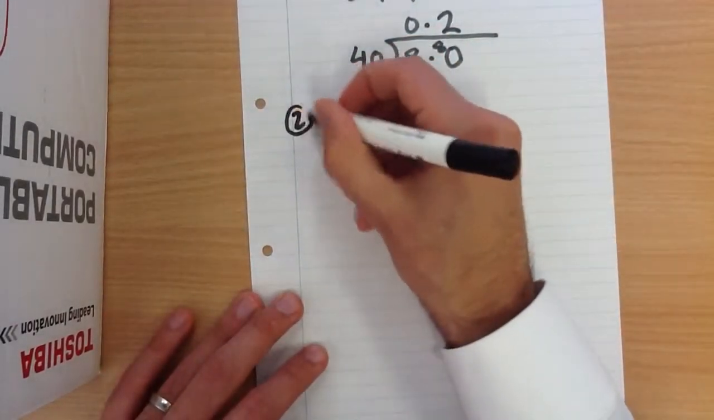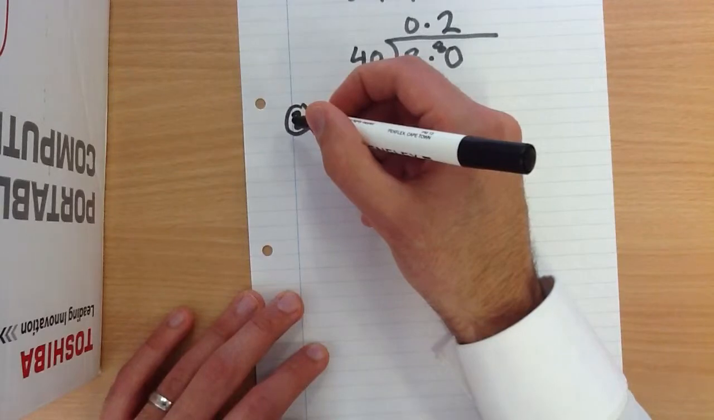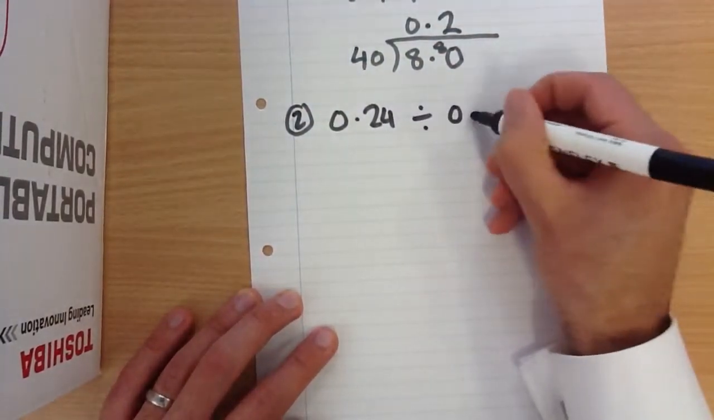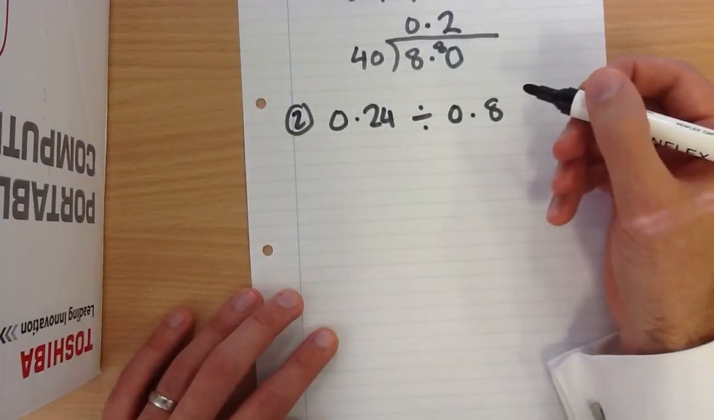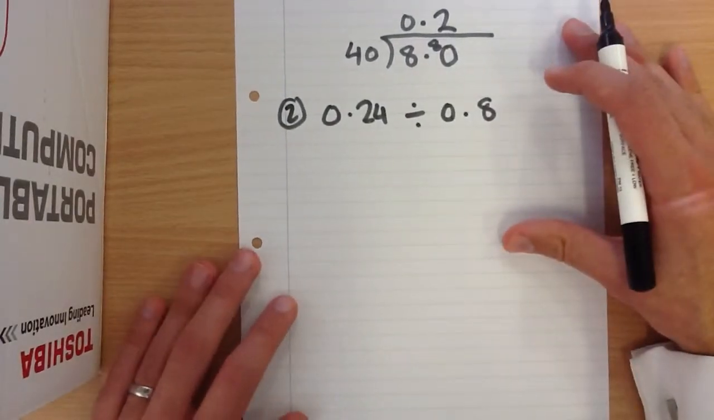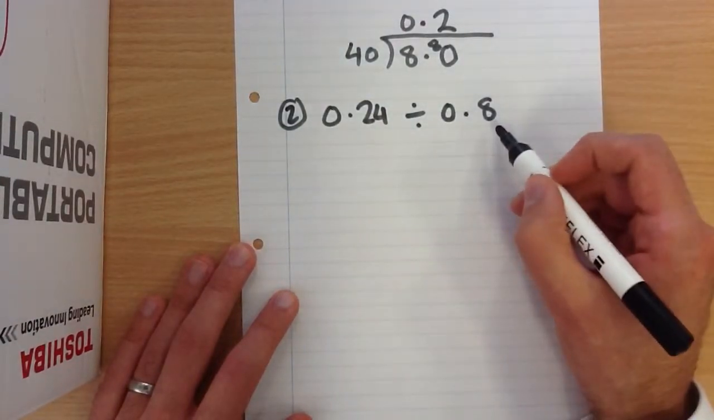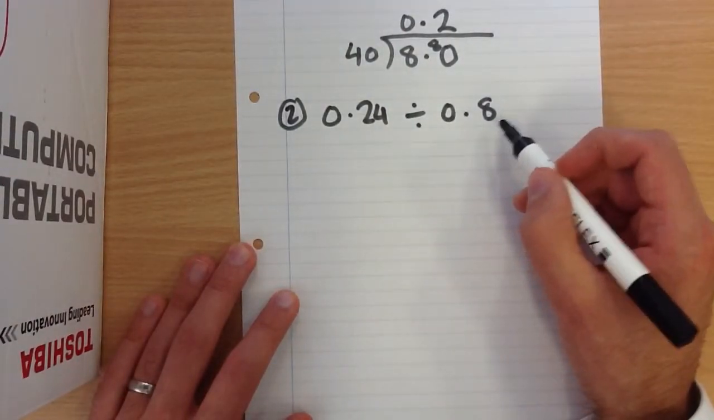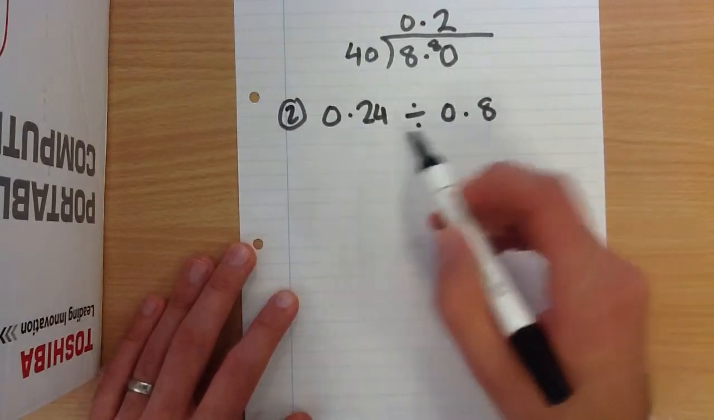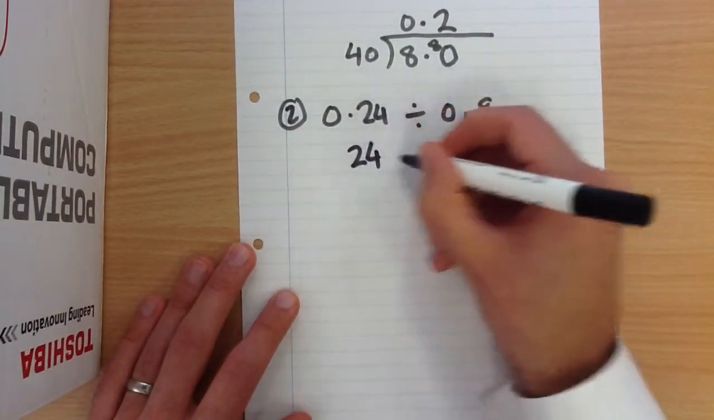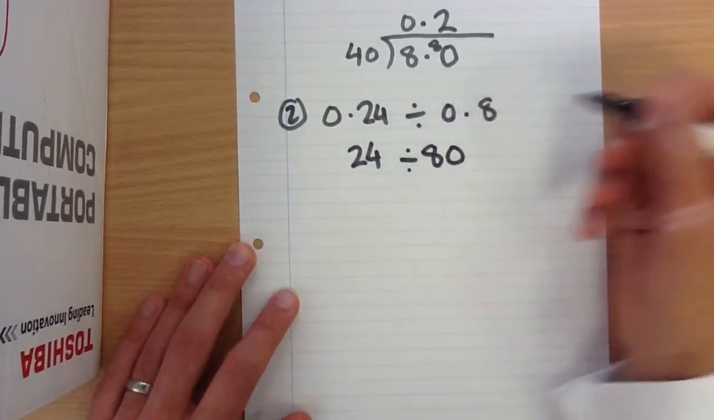The second example, 0.24 divided by 0.8. Just like with the last example, this 4 is in the hundredths column and this 8 is in the tenths column. I need to multiply them both by 100 if I'm going to get both to be whole numbers. So I'll do that. 24 divided by 80.